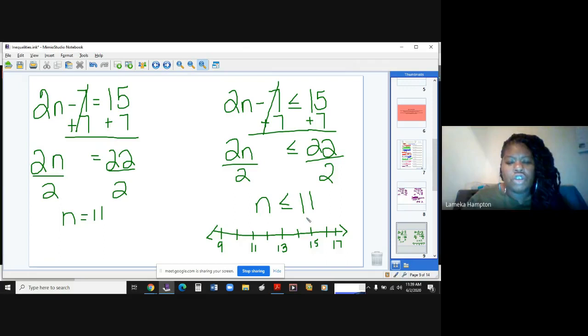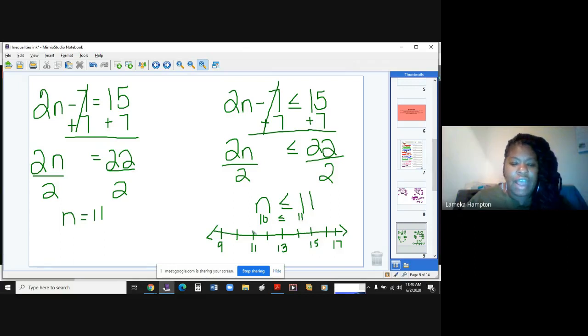All right. So I have n is less than or equal to 11. So that simply means that I need to find a number that's going to make this statement true. So I'll just pick 10 just for the fun of it. I'm going to substitute 10 for the letter n. 10 is less than or equal to 11. That is a true statement.